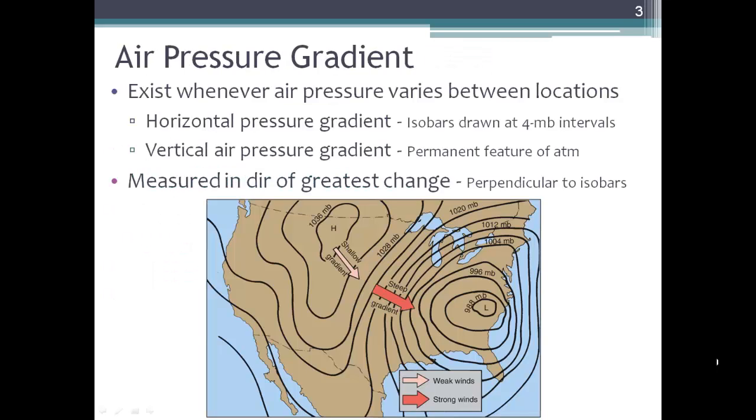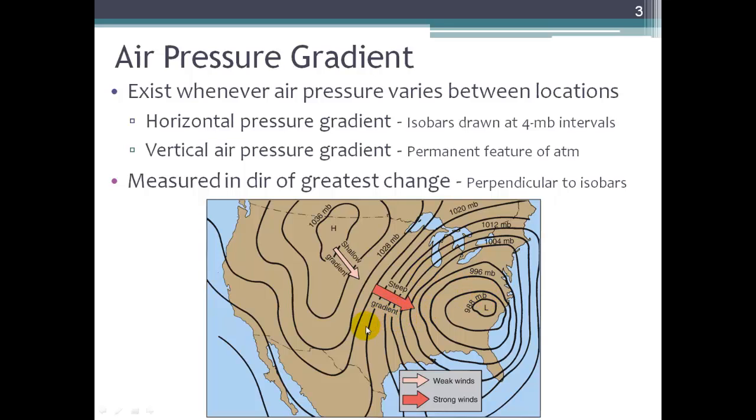Let's start by looking at the air pressure gradient, which exists whenever air pressure varies between locations. So remember that nature doesn't like to have things organized. So when we have high pressure in one area and low pressure in another area, nature tries to equalize that, and it does so through winds. So winds want to blow from areas of high pressure to areas of low pressure.